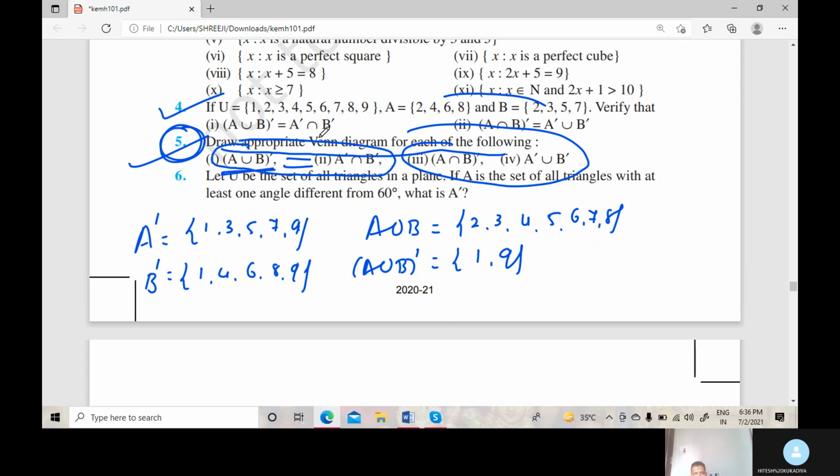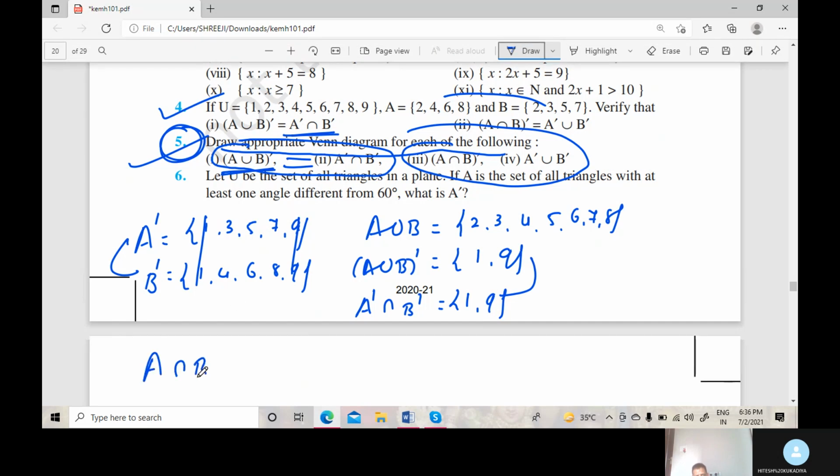Now the RHS is A dash intersection B dash. Look at A dash and B dash. Which elements are common? 1 is common, and 9 is also common. So the answer is 1 and 9. Both are equal, so the first law is verified.